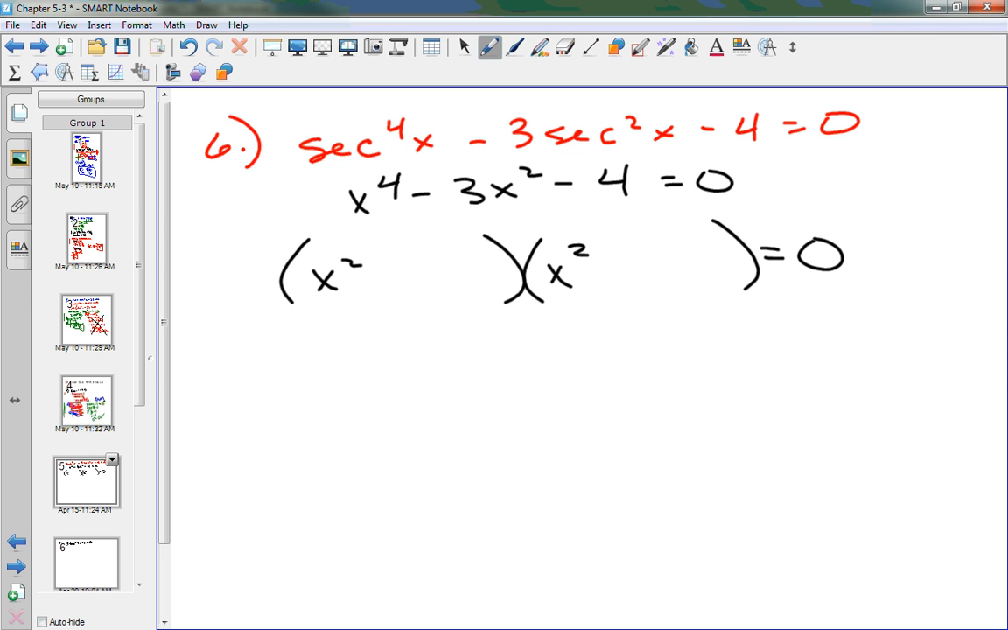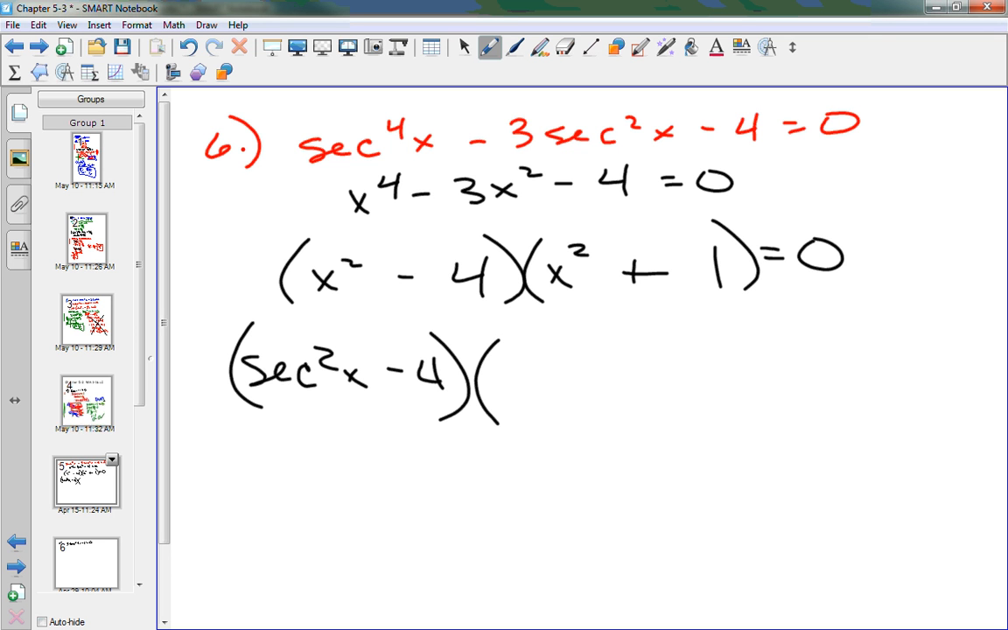Factors of 4 that are going to give me what? I need factors of 4 that are going to subtract to give me negative 3. What is that going to be? Minus 4, positive 1. Now put the trig back in. So that's going to be your secant squared of x minus 4, and then the secant squared of x plus 1 is equal to 0. So they're both equal to 0.